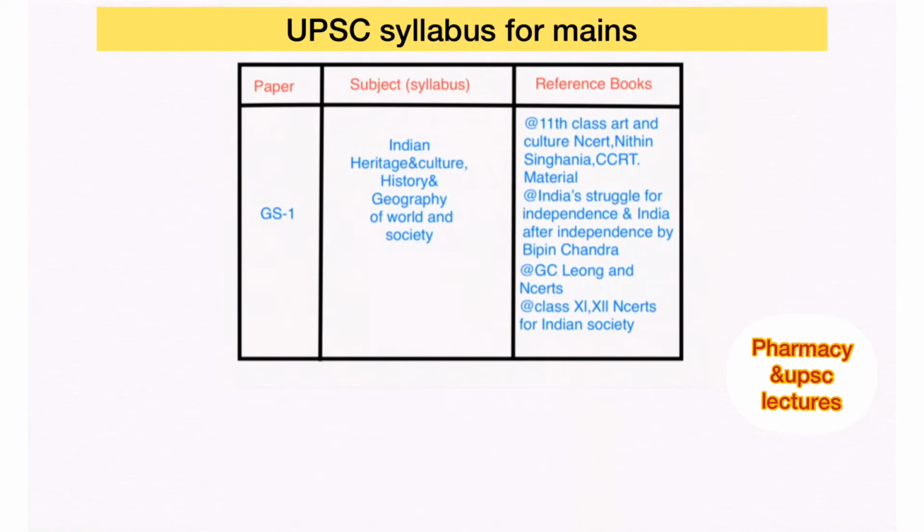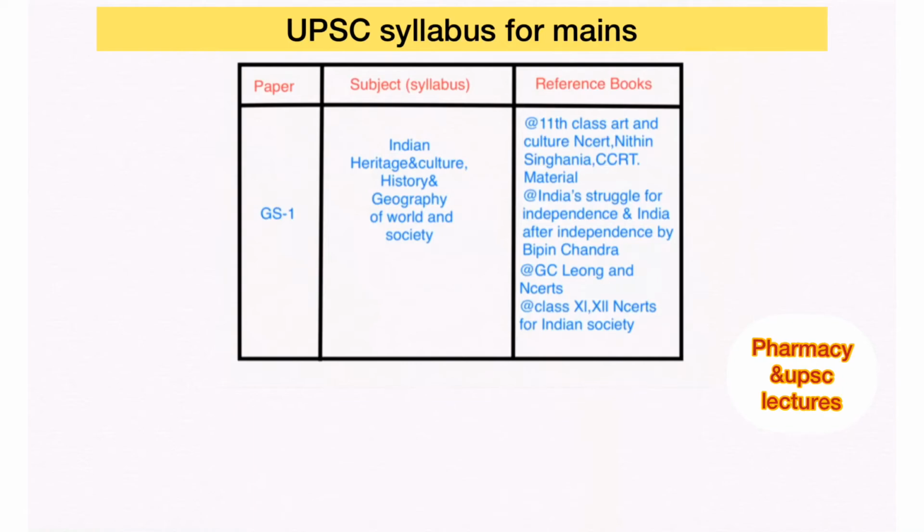Next, GS1. Indian Heritage and Culture, History and Geography of World and Society. For Indian Heritage and Culture, you have to refer 11th class Art and Culture NCERT, Nitin Singhania and CCRT material. For History, in addition to the prelims syllabus, that means prelims books, you have to refer India's Struggle for Independence and India After Independence by Bipin Chandra. For Geography, you have to refer NCERTs as well as GC Leong.